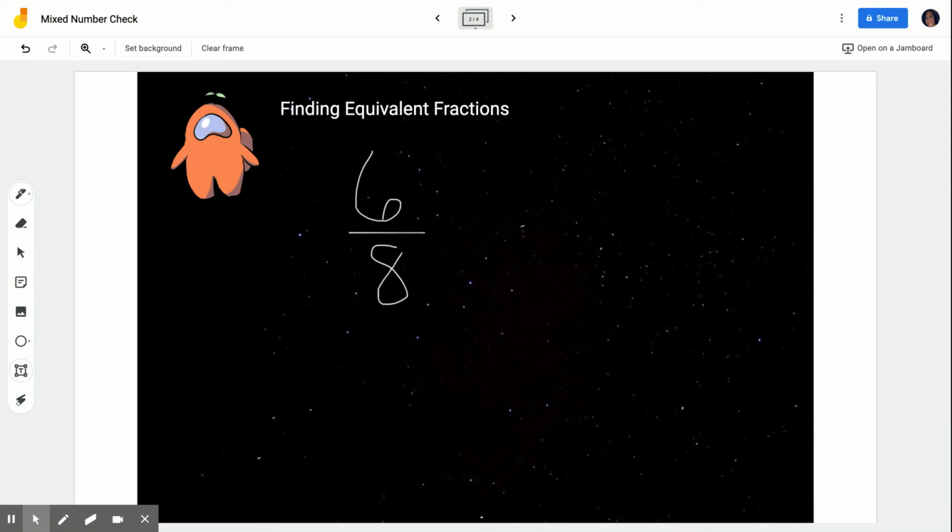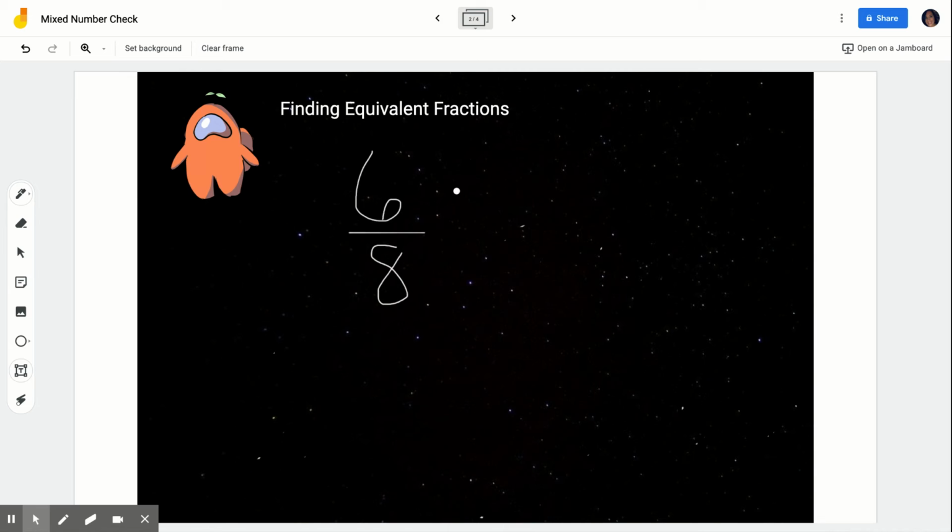Okay, making or finding equivalent fractions is a skill that we'll use when we are simplifying fractions, but also when we are finding common denominators so that we can add and subtract. So the rule for finding an equivalent fraction or making an equivalent fraction is whatever you do to the numerator, you must do to the denominator.